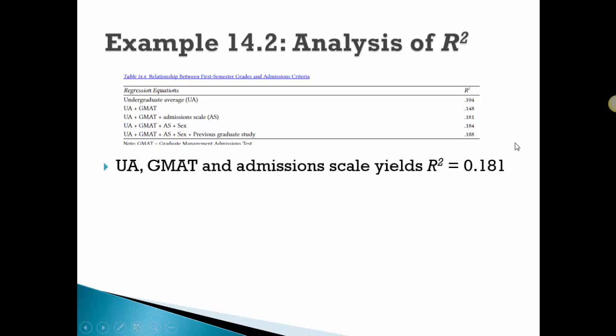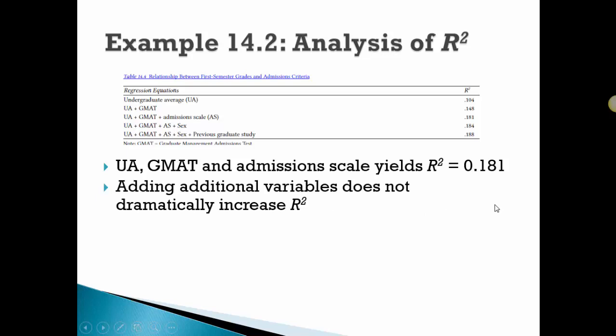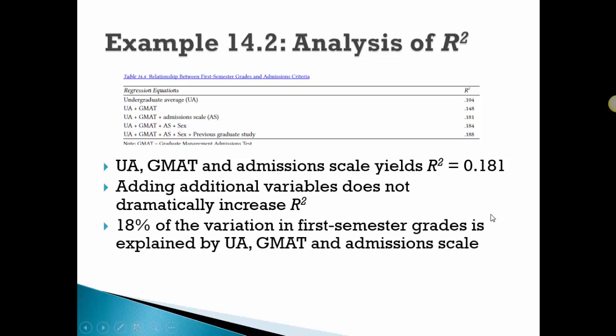So it appears that the 3 variables that had the significant t statistics also give us the most consistent R squared. Adding additional variables does not really dramatically increase the R squared. And if you think about trying to collect the data, having to only collect 3 variables would be less time consuming than collecting more variables. So 18% of the variation in the first year grades was explained by the undergraduate average, the GMAT, and the admission scale.